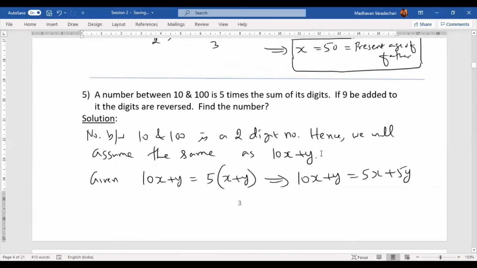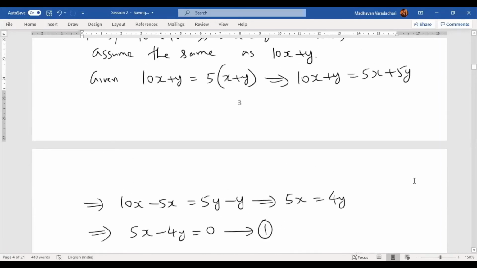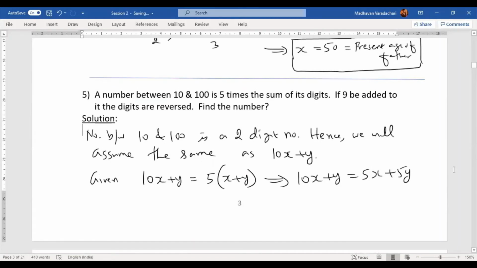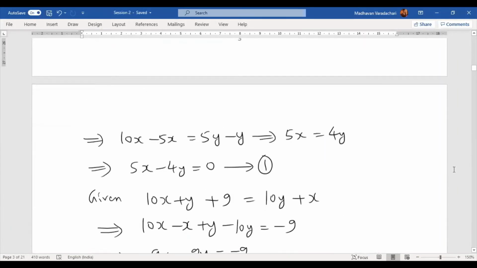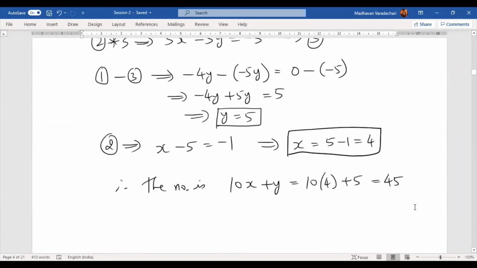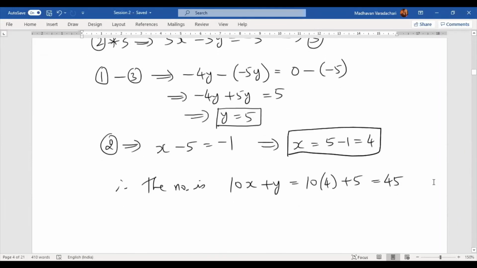Yes. Then if 9 be subtracted, 45 minus 9, how much do we get? You get 36. Isn't it? Something wrong? Oh, 9 be added, I think. So 45 plus 9, you get 54. 54 is nothing but the reverse of 45. Yes, it is matching.